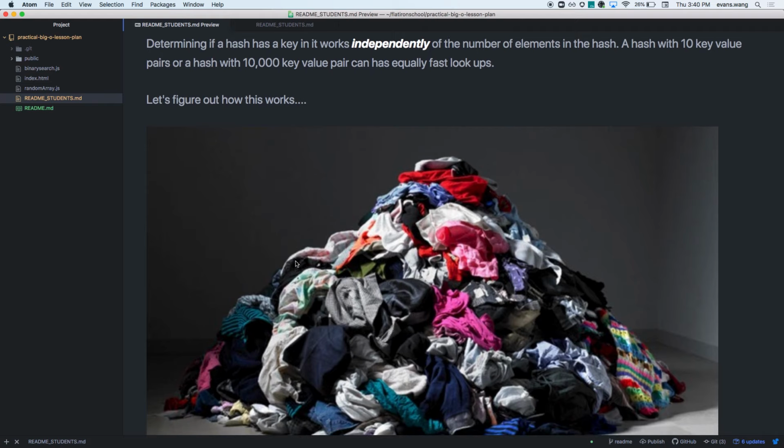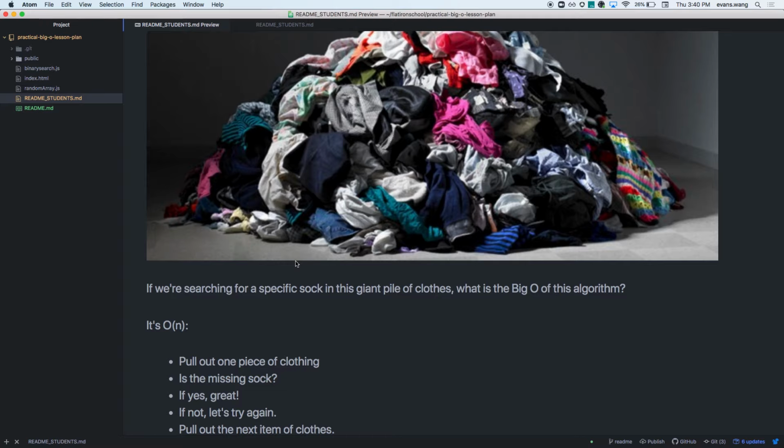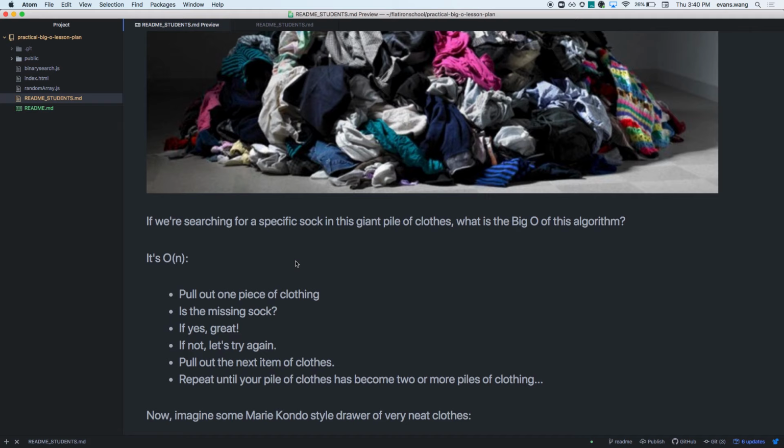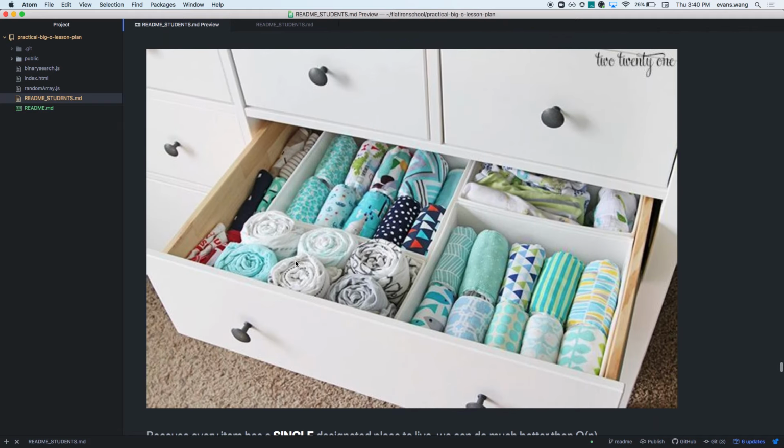Think about it like this. You have all these clothes here. If I were to pick out a sock, how long will it take me to find the matching sock? Who knows, quadratic time, probably. Good joke. Now, if you had a Marie Kondo-like drawer, and they're all the same color, I can't even say white t-shirt because they're all the same.